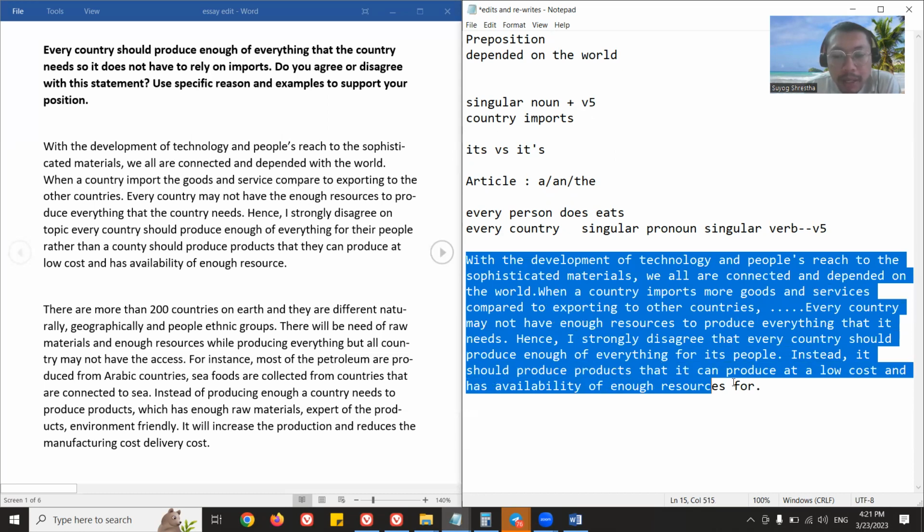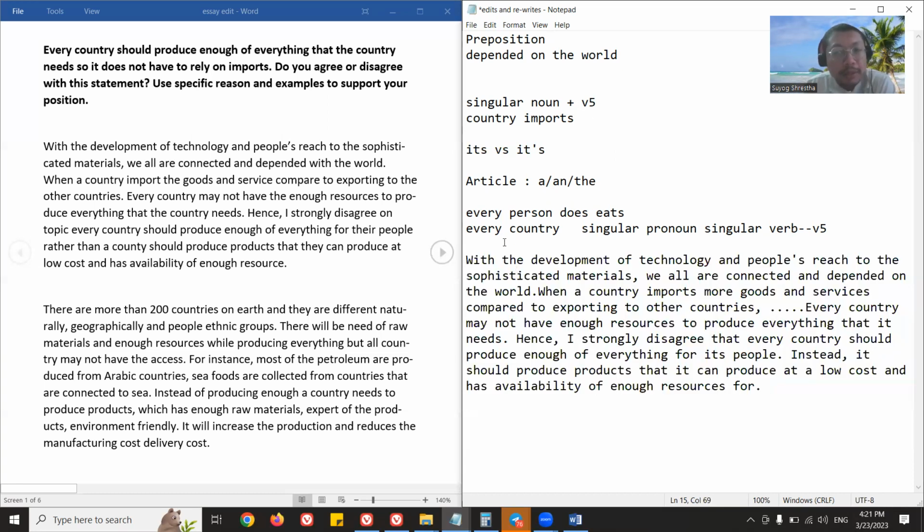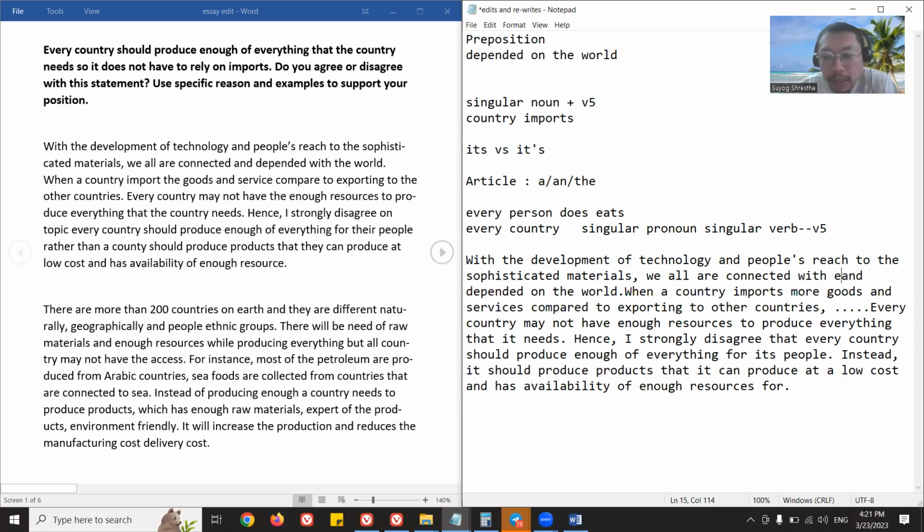So now we look at this paragraph. Suddenly you go from 5.5 to 8 in paragraph theory. Okay, you look at this, it's really good. Let me read this out for you. Okay, with the development of technology and people's reach to the sophisticated materials, we all are connected and dependent on the world. Okay, we all are connected to what that it demands, right? So we all are connected with each other.